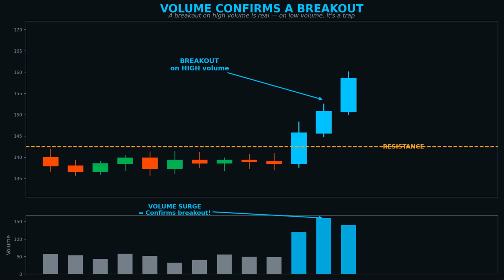Before you enter any breakout trade, ask yourself 2 questions. 1. Is the volume bar clearly above the recent average? 2. Is this volume bar among the largest in the recent range? If the answer to both is no, you do not take the trade. You wait. Let the trap spring on someone else.